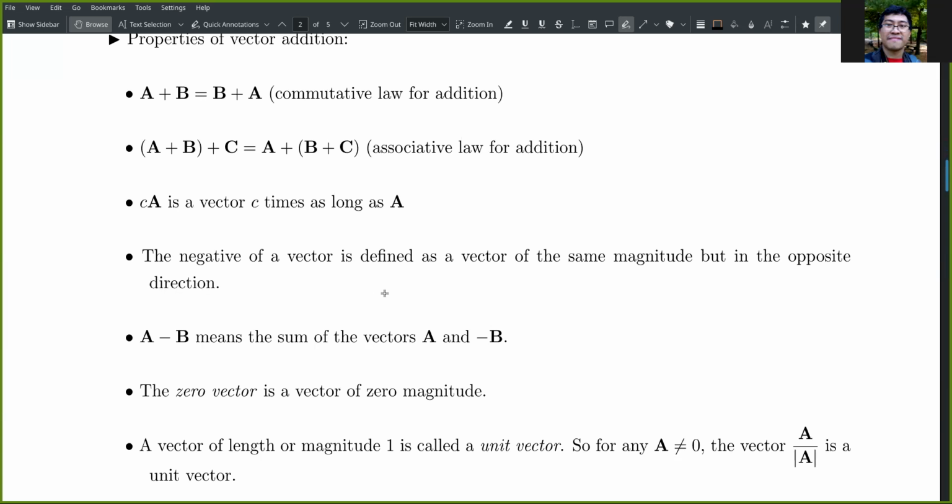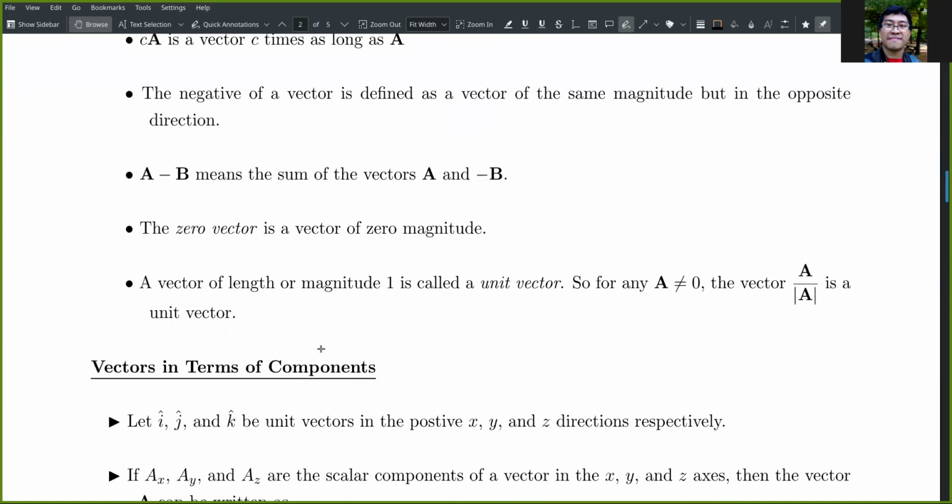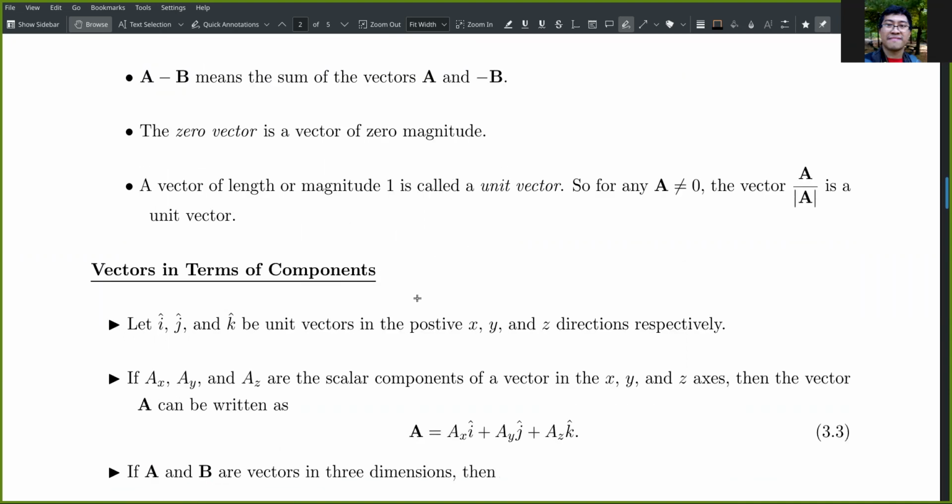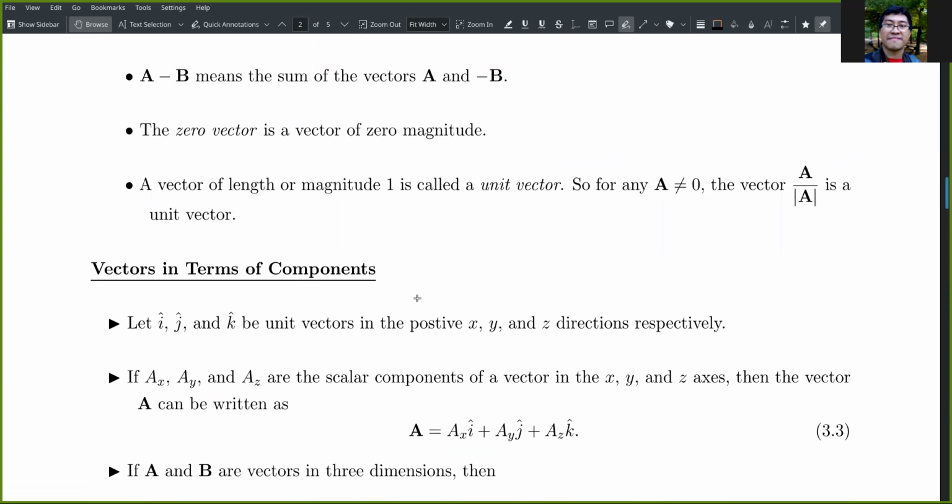The negative of a vector is defined as a vector of same magnitude but in the opposite direction. So a minus b means that we are adding a and minus b. Zero vector is a vector of zero magnitude, and a vector of magnitude 1 is called a unit vector. So for example, a divided by its magnitude would be the unit vector, so the magnitude would be 1.